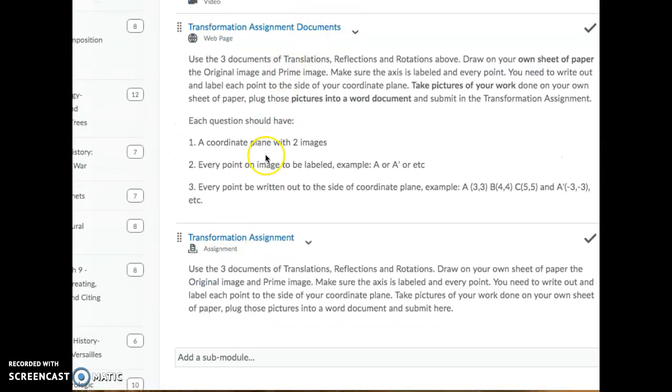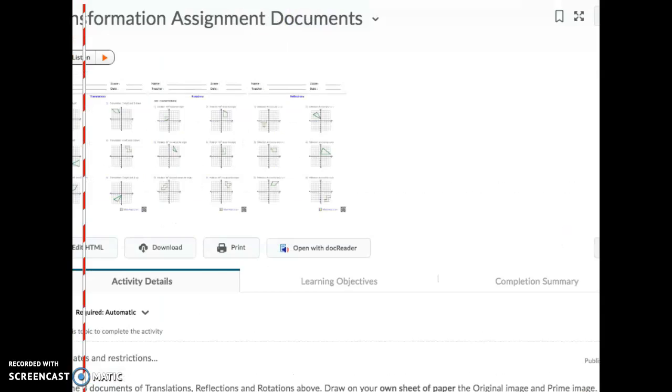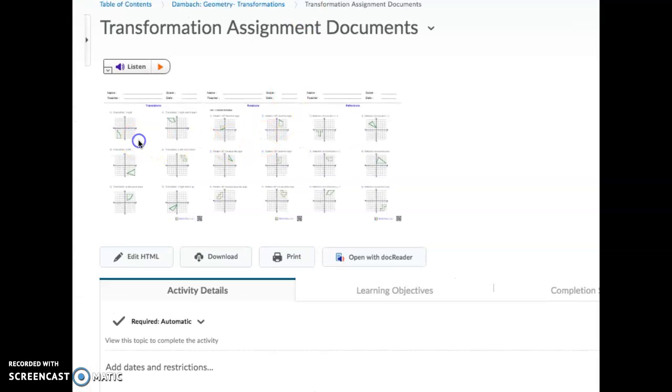And then I have my assignment, and so down here is where the assignments turn in, and here is where I'm explaining the assignment, and I have the documents so that the assignment can be done. And so you look right here.